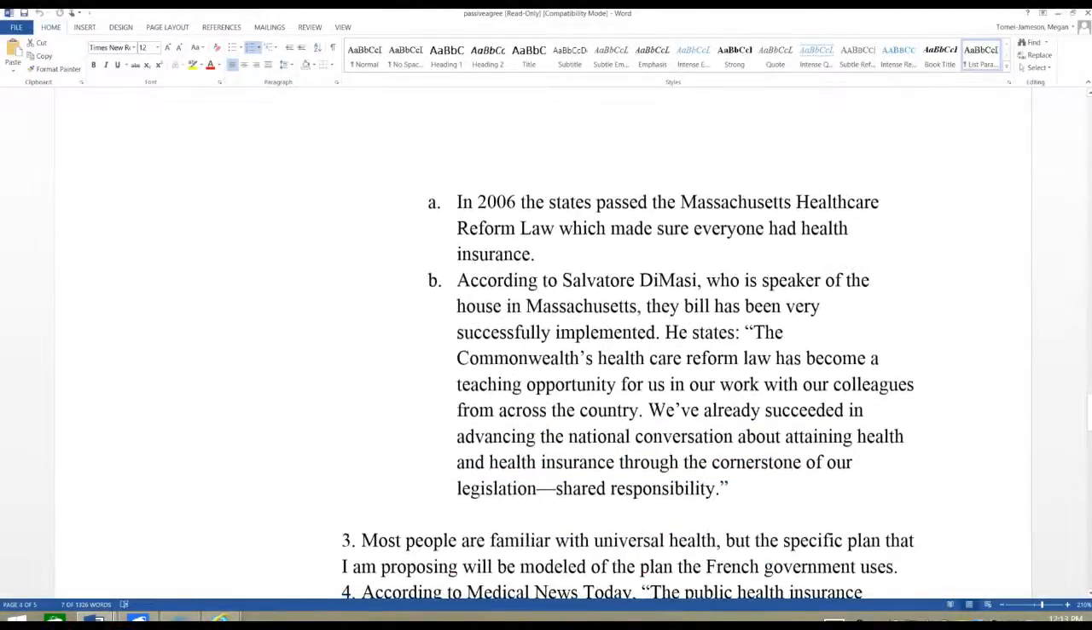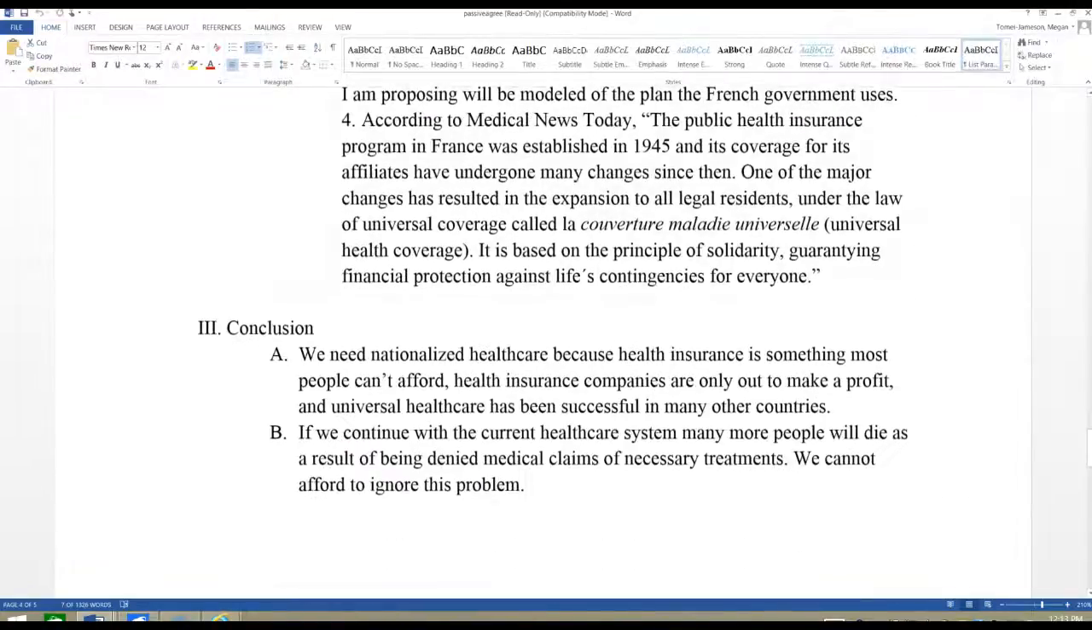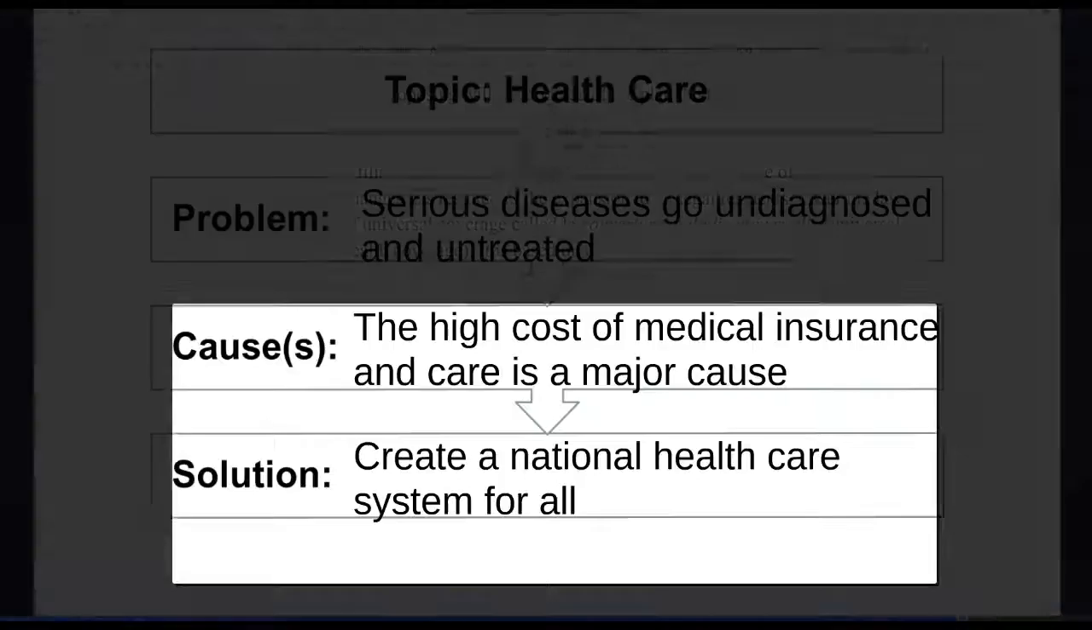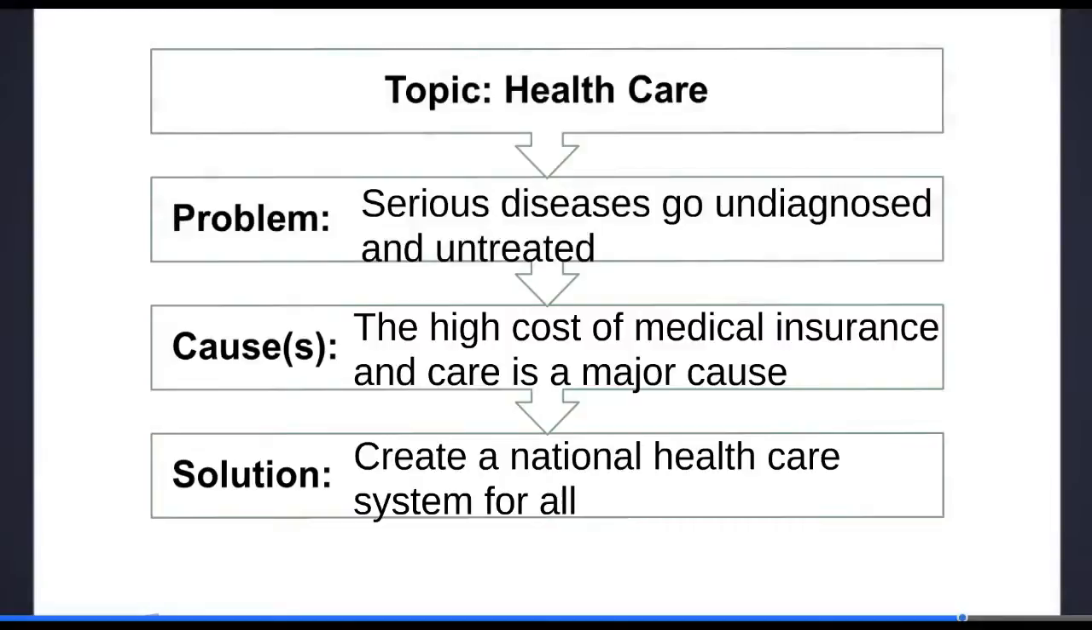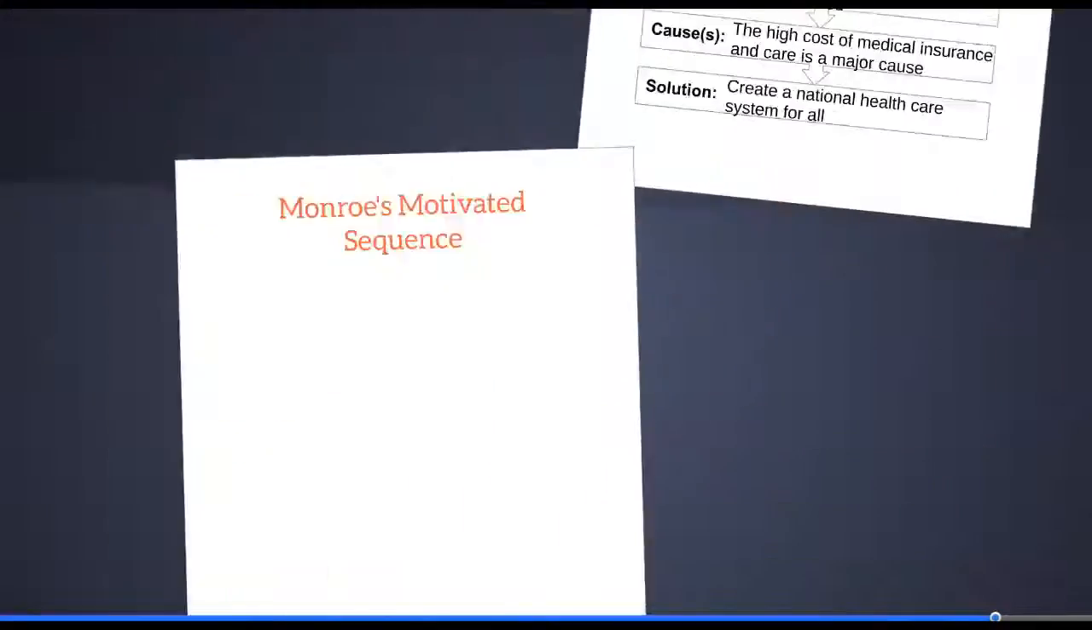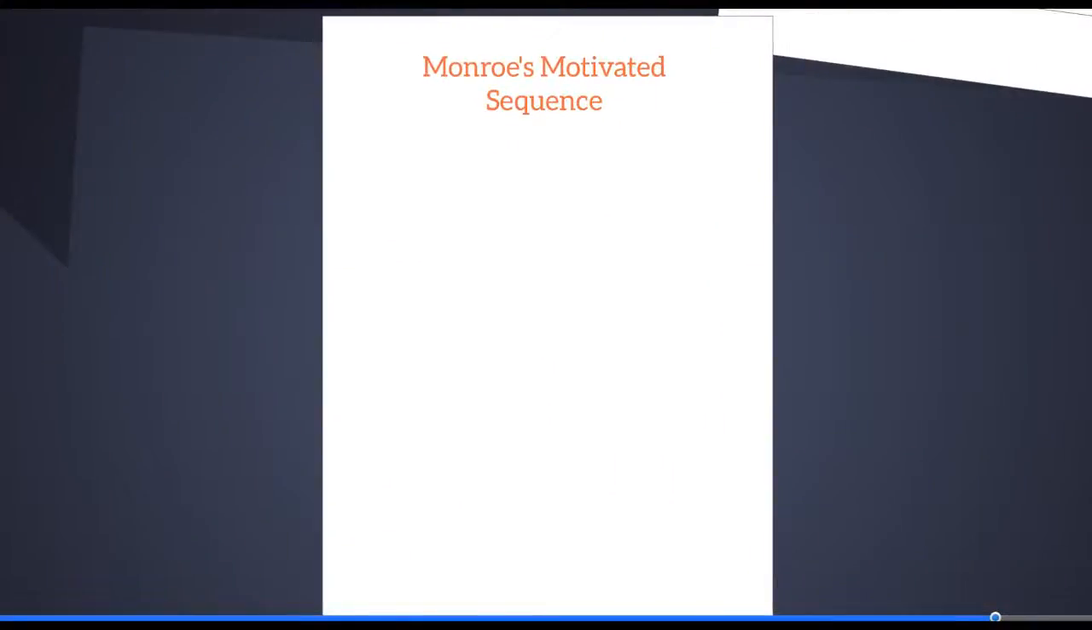So that's essentially what they're addressing here. And then, of course, the conclusion. So that's how problem, cause, solution works. I'm going to now move on to talk about Monroe's motivated sequence.